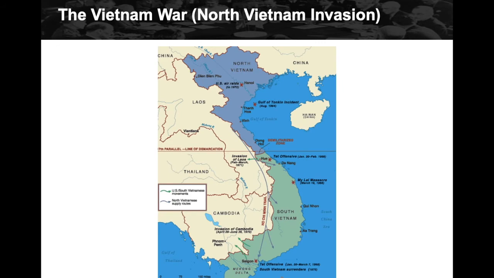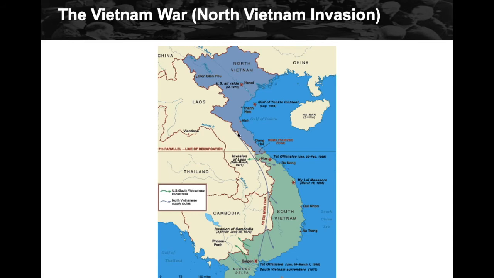So here's a picture of Vietnam, North and South. The blue being North Vietnam, the green being South Vietnam. And there's two stars here. One up here, that's called Hanoi, and that is the capital of North Vietnam. And down here is Saigon, and that is the capital of South Vietnam. Right here is the 17th parallel, so that's the split. A DMZ is there, demilitarized zone.